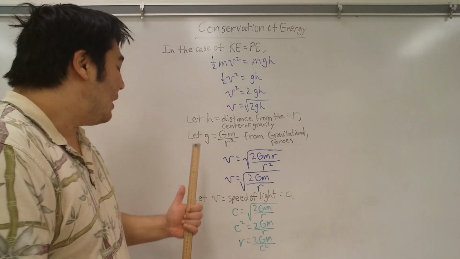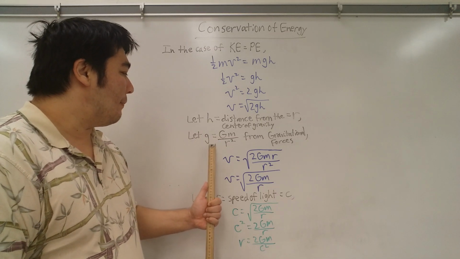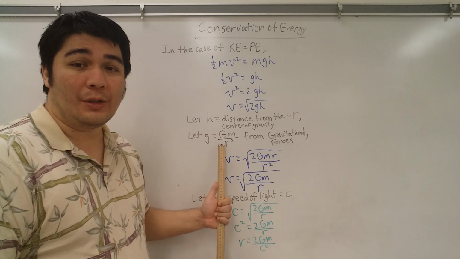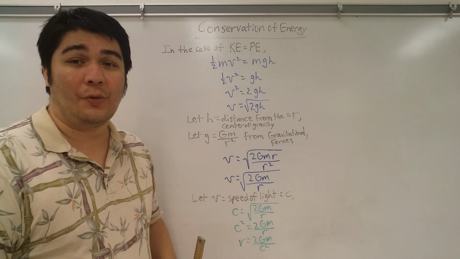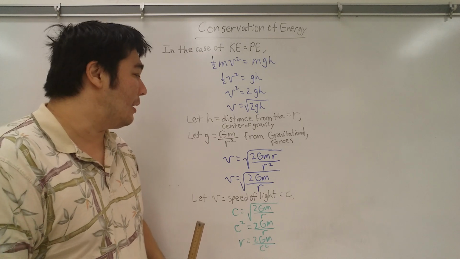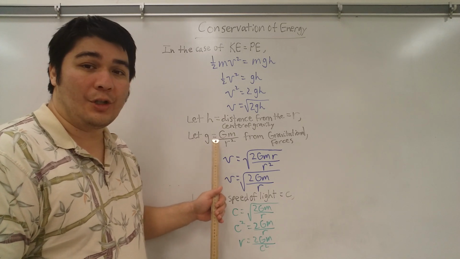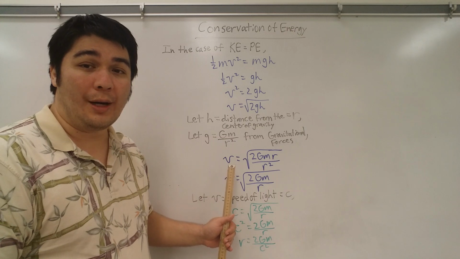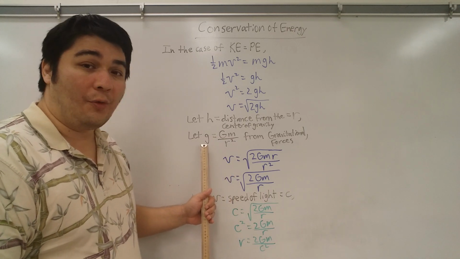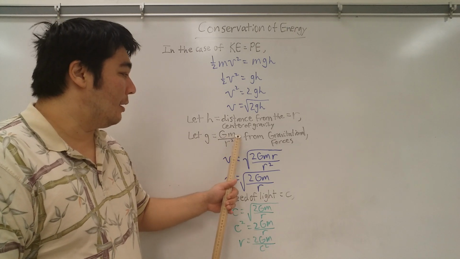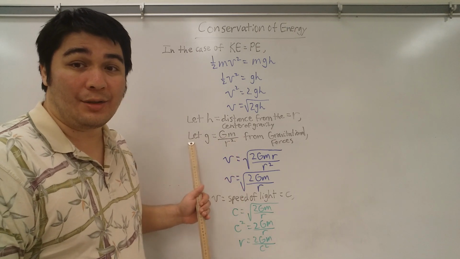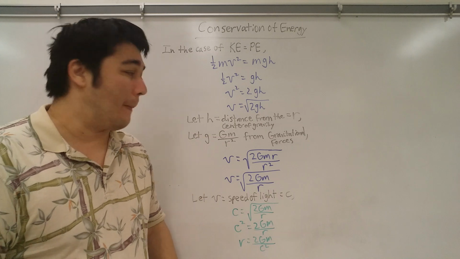Also, I'm going to let lowercase g equal GM over r squared, which hopefully you remember from the gravitational force equation. This would have been the same as F equals G m1 m2 over r squared. The only difference is that instead of force, I use mass times gravity, and then the first mass cancels out because it's on both sides of the equation.